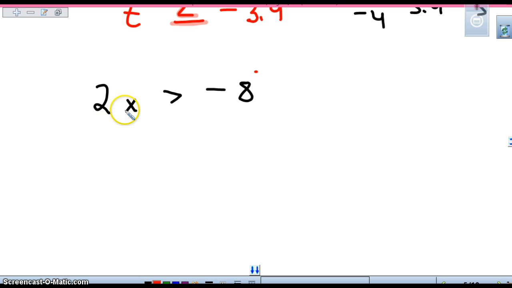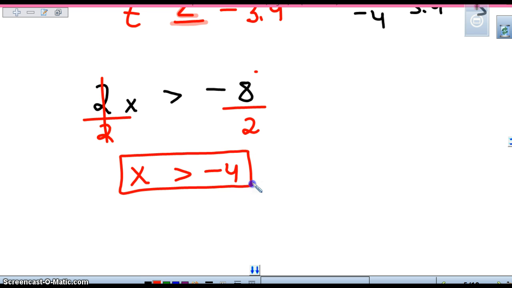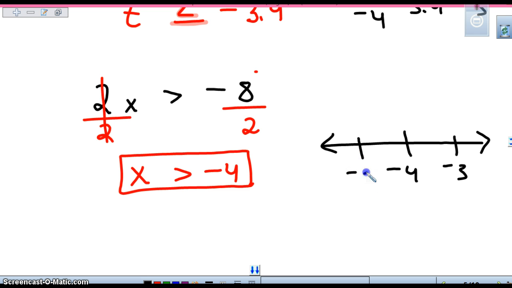If we have to solve 2x is greater than -8, we have to begin by dividing by 2. What you do to one side, you do to the other. x is greater than -4. If we graph this, we would have an open circle on -4, and the graph pointing to all the numbers that are greater than -4.